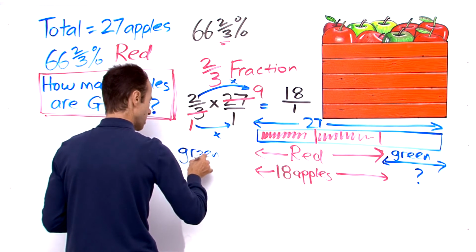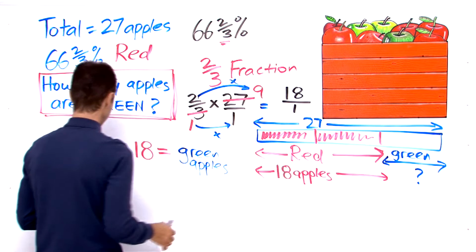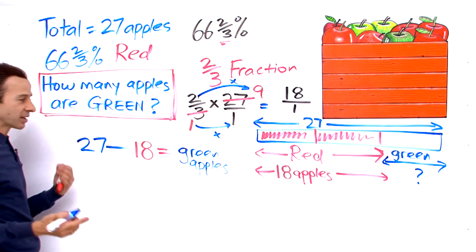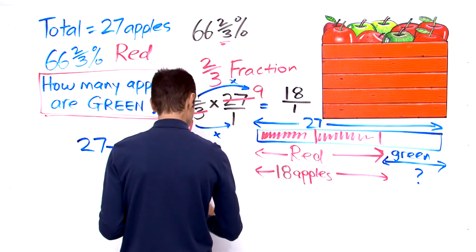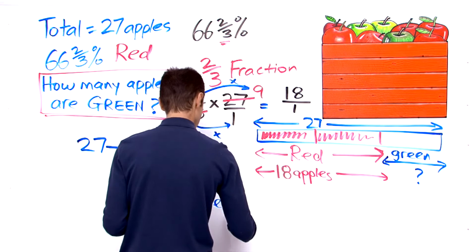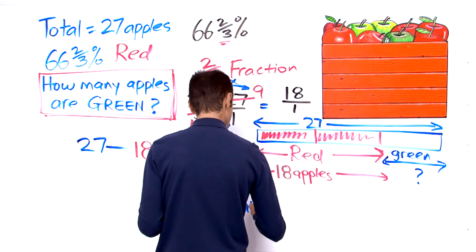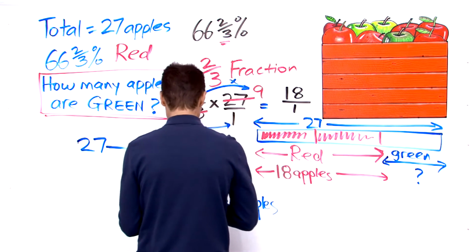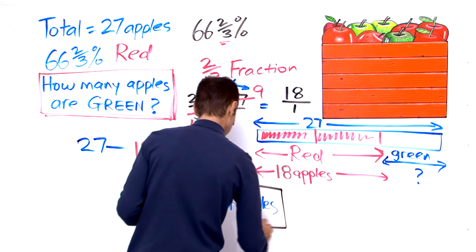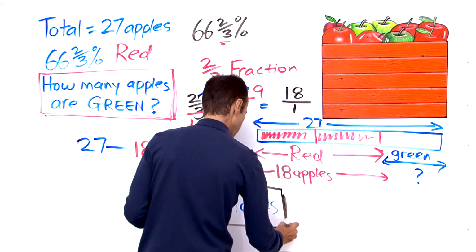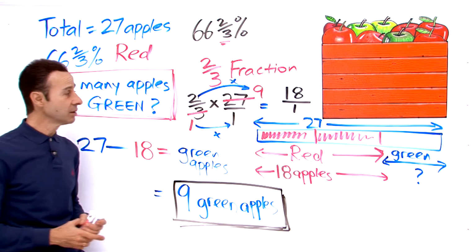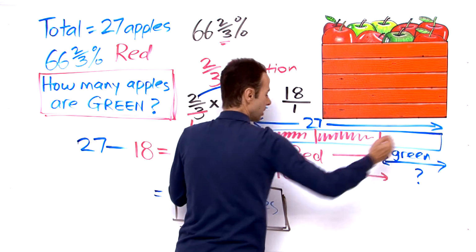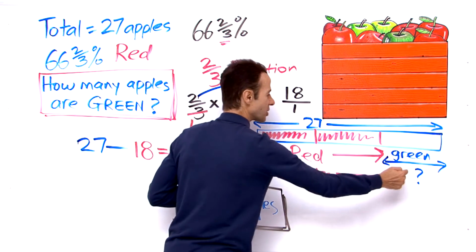Green apples. So it's very easy to work it out. So 27 minus 18, what does that give you? It gives you a grand total of 9 green apples. So again, 27 in total. Take away 18 red. What's left is green.